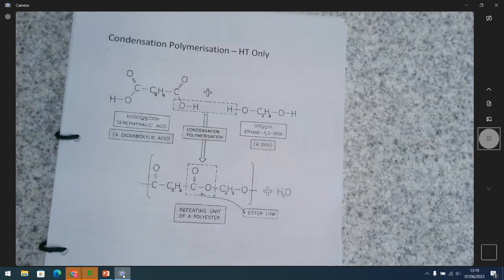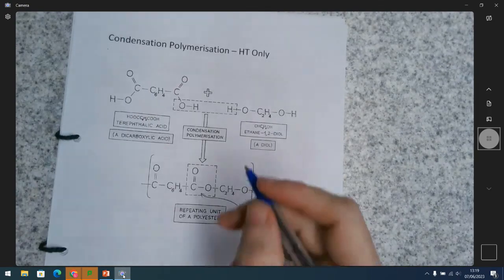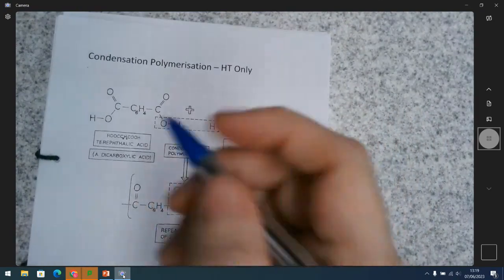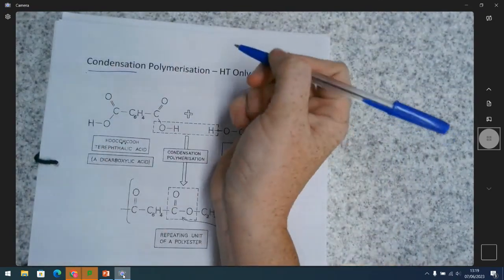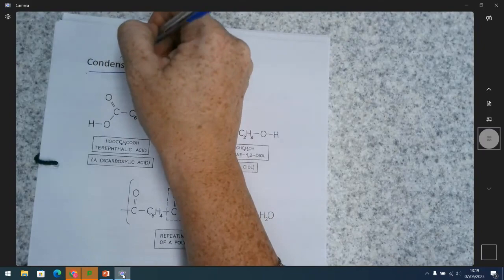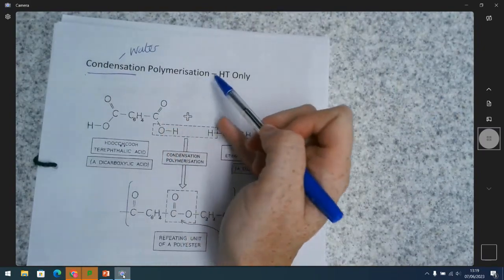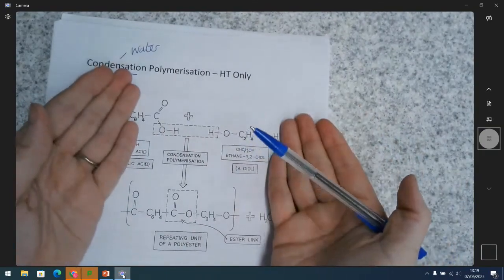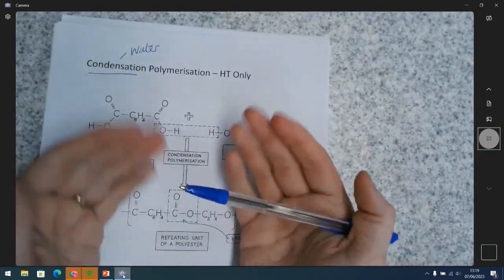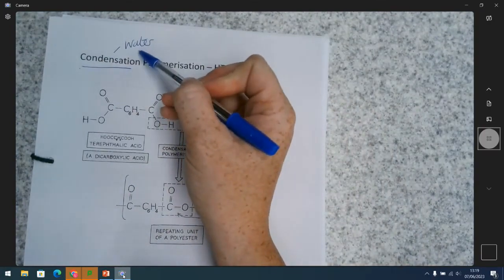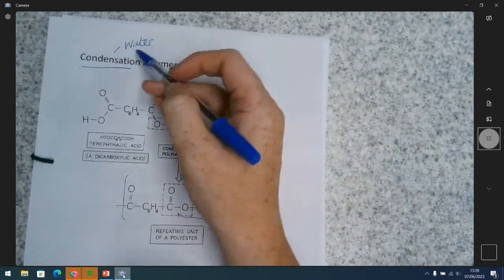So here is an example of condensation polymerization. It looks complicated, but it's not, okay? So first thing, condensation, you think of the word water. So basically we've got a polymerization reaction. So 2 smaller monomers are joining together. And when they join together, we also produce a small molecule, which could be water.